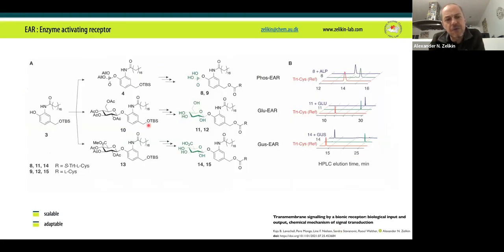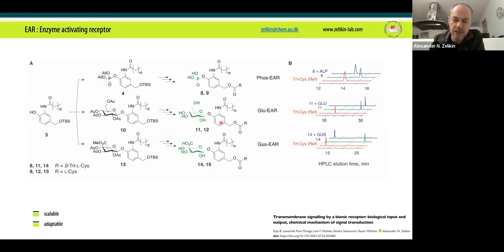The scaffold for this receptor is modular and scalable. We synthesize it on a gram scale. I'll be honest with you, upon a request from the reviewer. From the scaffold, we can go any way we want as regards to the activating group. So here's a phosphate or glucuronic acid or glucose.